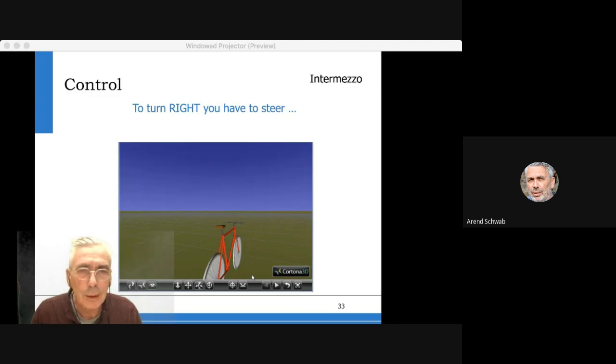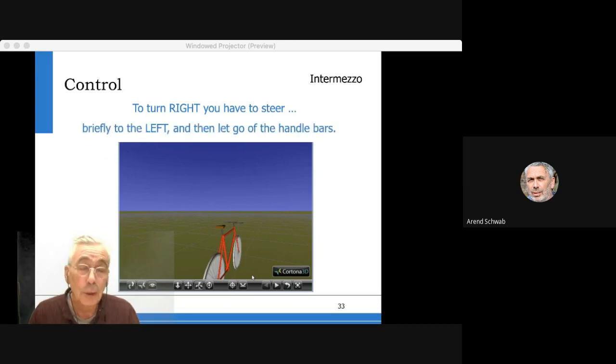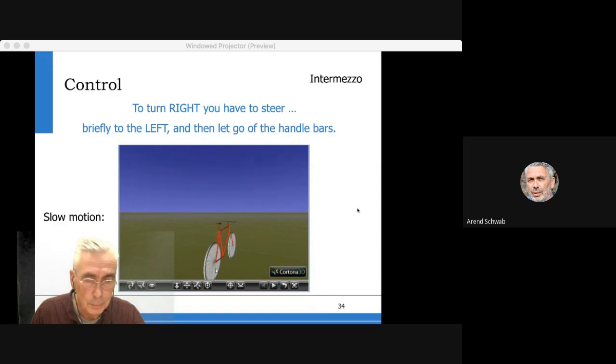Well, I think that 38 people out of the audience will probably say, well, you steer to the right, of course, because you have to go to the right. Correct? Well, actually, it turns out that to go to the right, you briefly steer to the left, and then you just let go. And that sounds very strange, of course, but if you look at this video of the simulation, I ride, I steer to the left, and bang, the bike falls over. Now let's do that in slow motion.